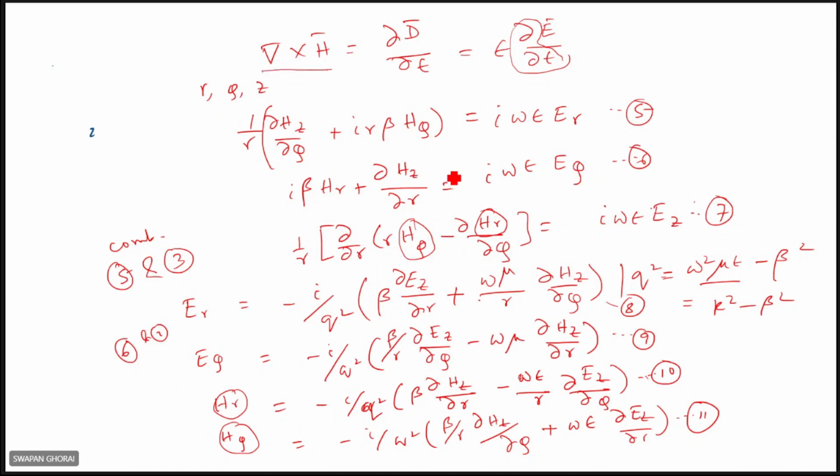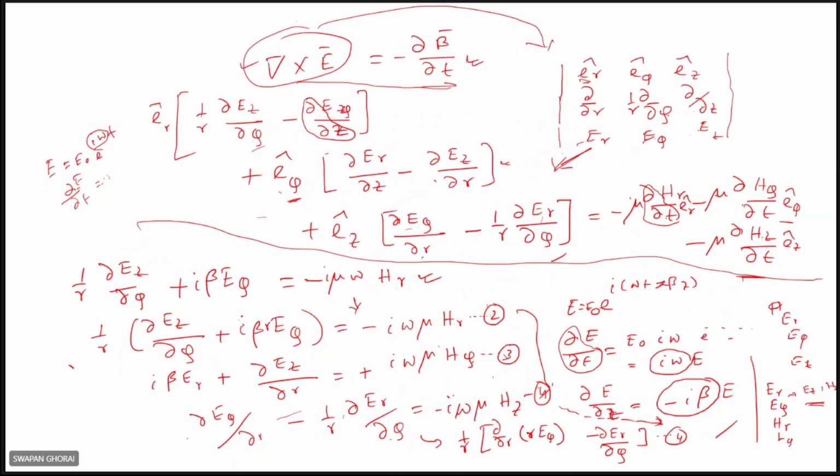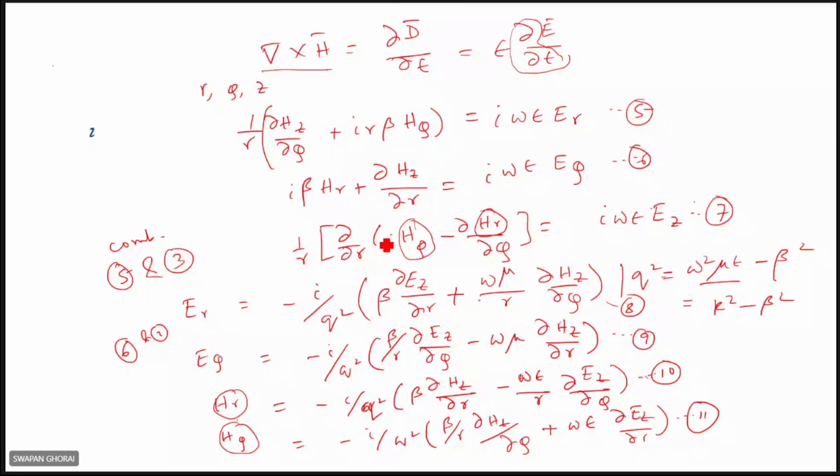Next, if you rearrange these equations, say combining 5 and 3, suppose your aim is to find the R and phi components in terms of the Ez and Hz components. So for Er, you see here it contains H phi. We want to replace H phi by Ez and Hz. To get H phi, you have to consider the previous equations. The H phi equation is this one, 3, and you see that Ez is there. So combining 3 and 5, you can find the value of this Er.